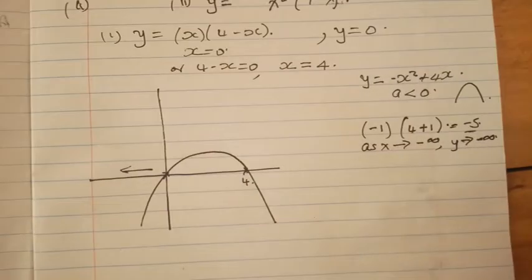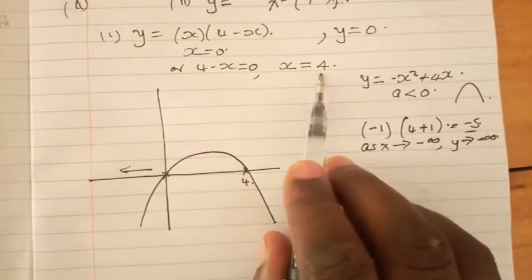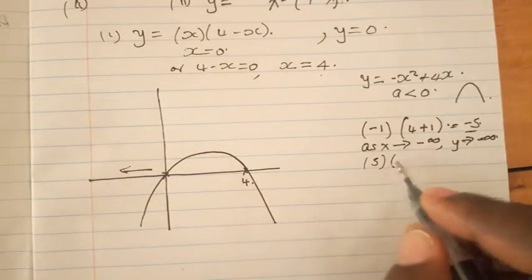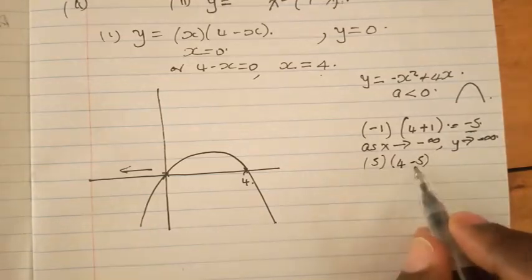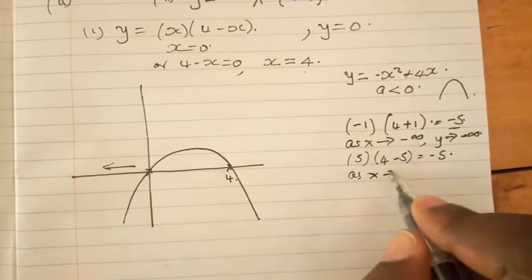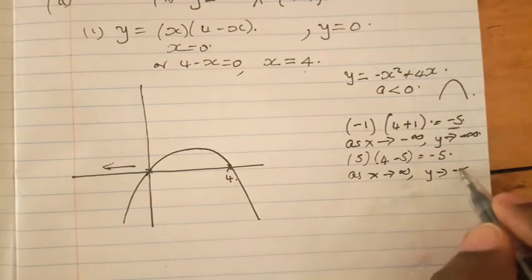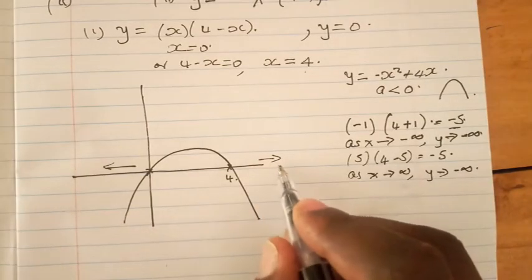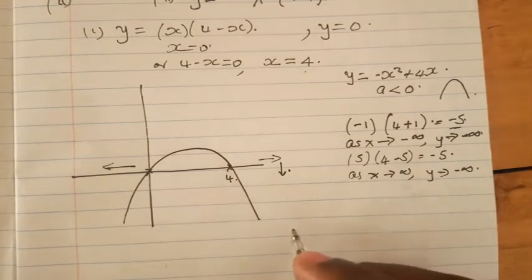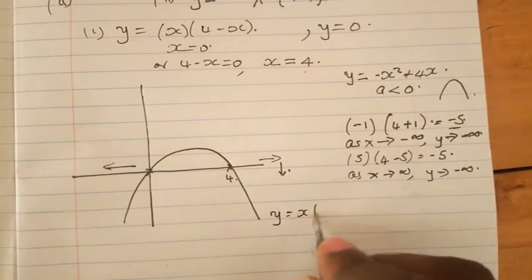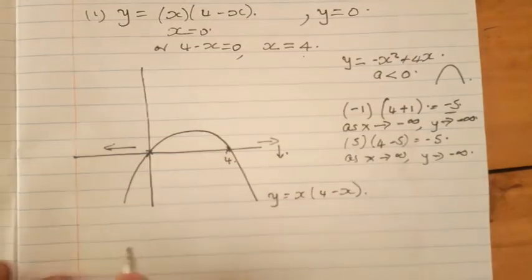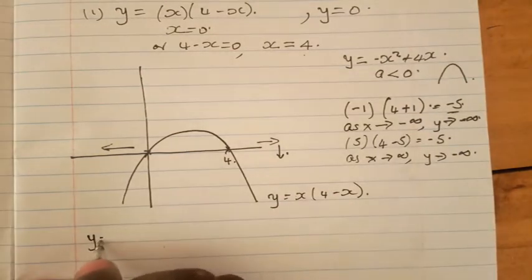If we take another value of x which is beyond the upper limit of 4, let's say x = 5, we have 5 multiplied by (4 - 5), which is 5 times -1, which is -5. So as x approaches positive infinity, y approaches negative infinity. As x continues to increase, y continues to decrease. So that is the nature of the graph, and you can now name this equation y = x(4 - x).